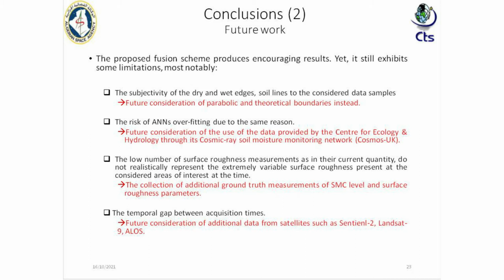Mainly, the subjectivity of the dry, wet, and soil lines needs to be addressed, and that could be done through the future consideration of parabolic and theoretical boundaries instead. The risk of overfitting is also an issue, so we need to add more data points, and we can do that through a collaboration with the Cosmic Ray Soil Moisture Monitoring Network. And the number of surface roughness parameters is quite low, so we need to work on that as well.